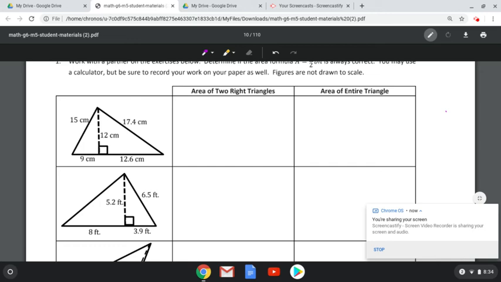Okay, we're going to be looking at lesson 3 of module 5, more about areas of triangles. So we're still going to be using the formula 1/2 base times height. But this time, as you can see, our triangle looks a little bit different. In lesson 2, we were only working with right triangles. Now we are working with 2 right triangles to form one scalene triangle. Remember, scalene means all sides are unequal.